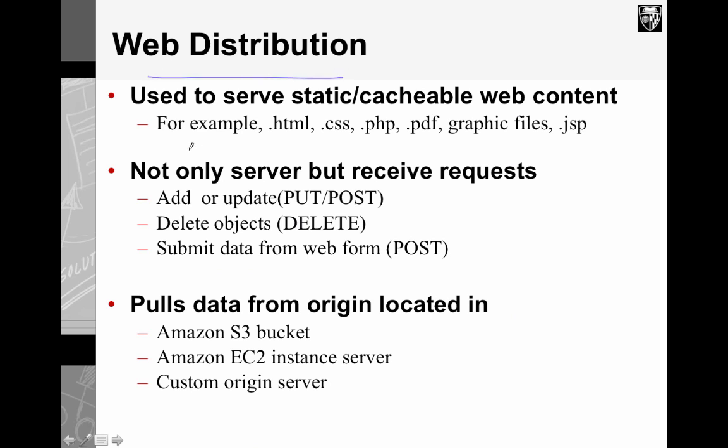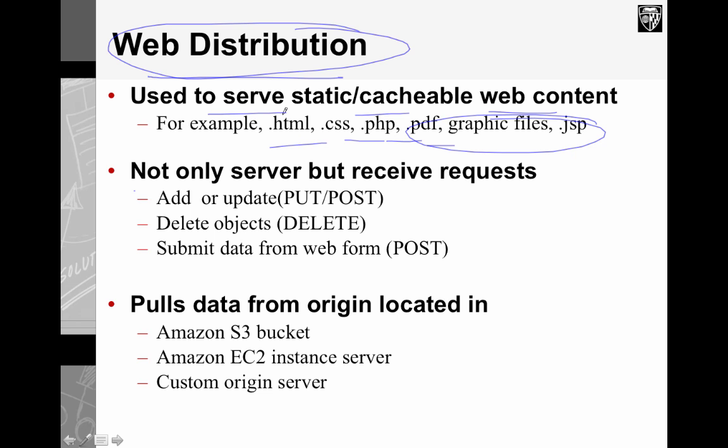Let's look a little bit more about web distribution. It's used to serve static or cacheable content, HTML, CSS, PHP, PDF, graphic files, all those things are considered to be static cacheable content. The important thing is that with web distribution, you can not only serve the static content, but you can also be a receiver of requests because you can be dynamic. You can add or update using put or post.